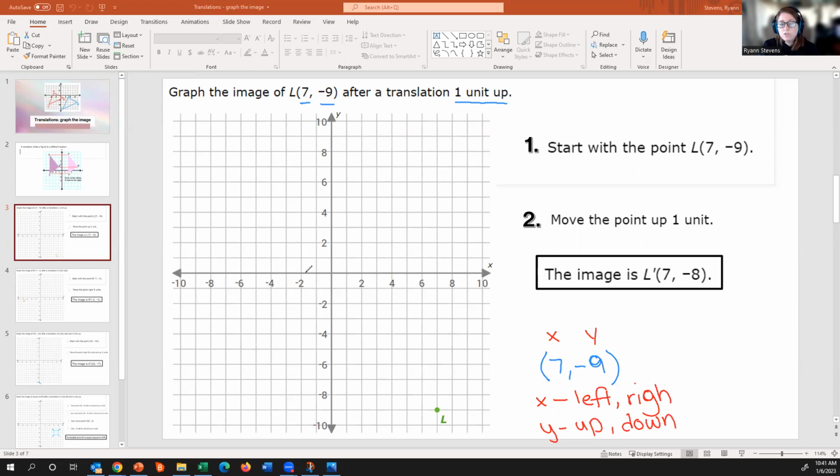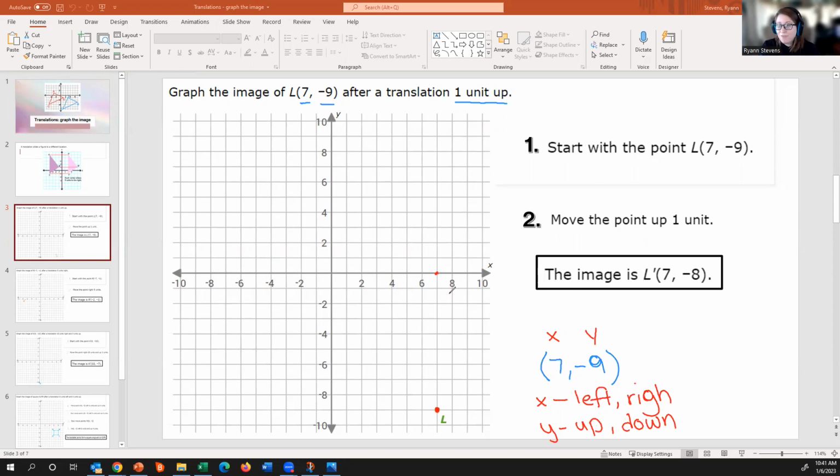So we're going to start at the origin. We're going to move over 7 places: 1, 2, 3, 4, 5, 6, 7. And then from this point, that's where we're going to move down 9. So we're going to go down. We already have L plotted here, but just a quick review on plotting points in a coordinate plane.